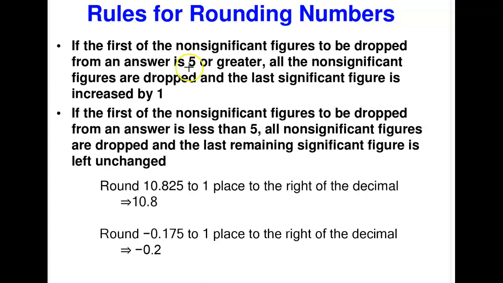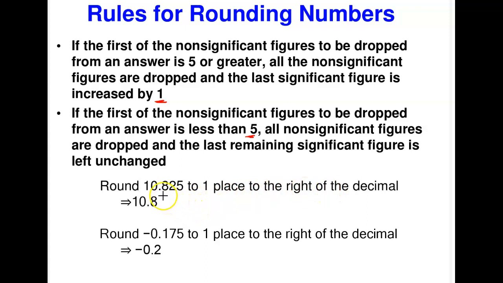So if the first of the non-significant figures to be dropped from an answer is greater than 5, all the non-significant figures will be dropped, and the last significant figure that remains is going to be increased by a factor of 1. On the other hand, if the number is less than 5, we're not going to increase it. It will remain unchanged.